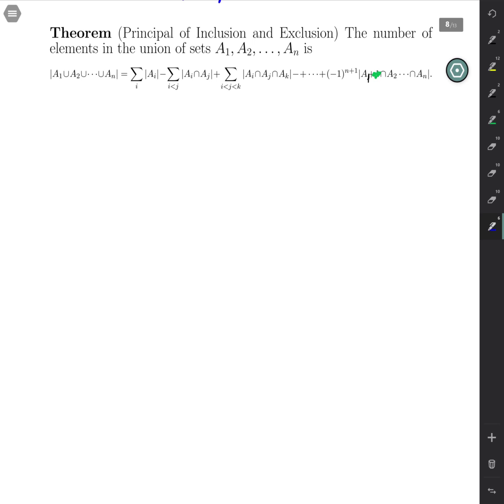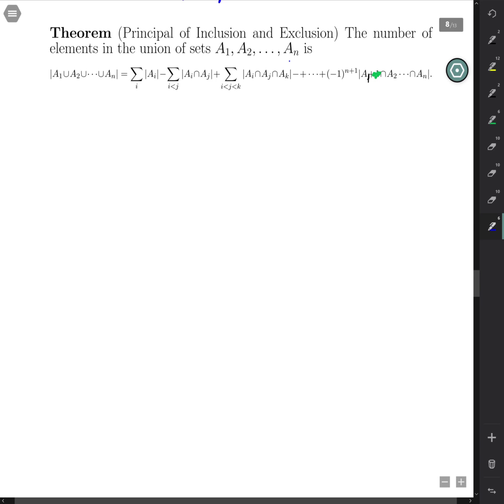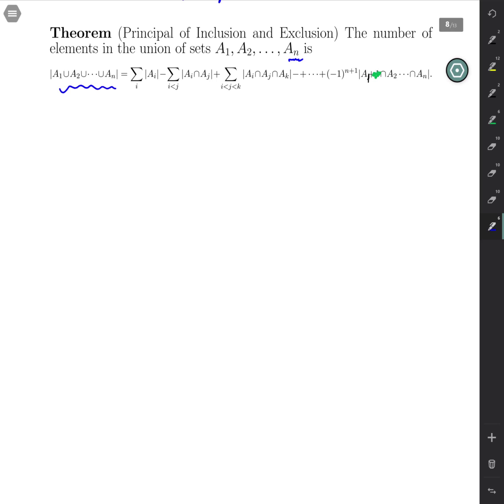Now we're ready to look at the general principle of inclusion and exclusion, where we have an arbitrary number of sets. In this case, I'm using the letter n for the number of sets that we're combining together by taking the union, and we want to find out how many things there are in the union when we combine them all together into the single set.